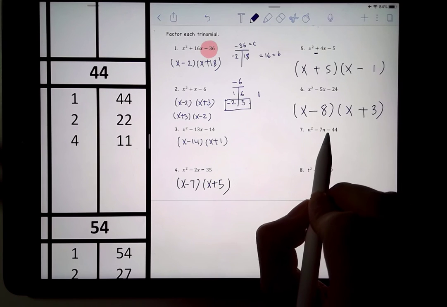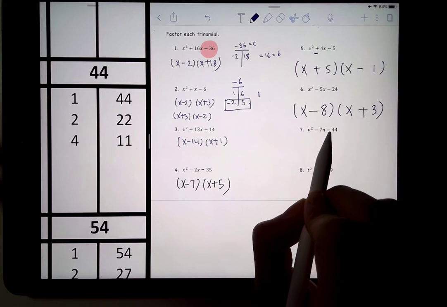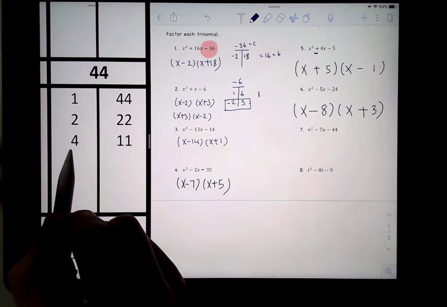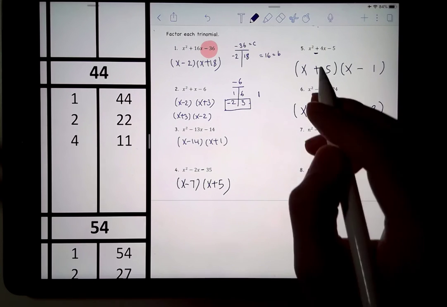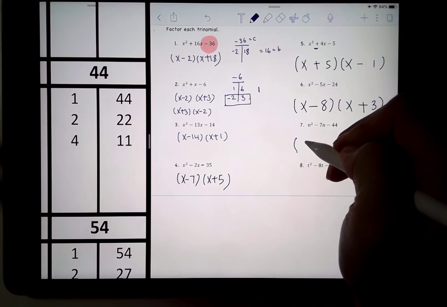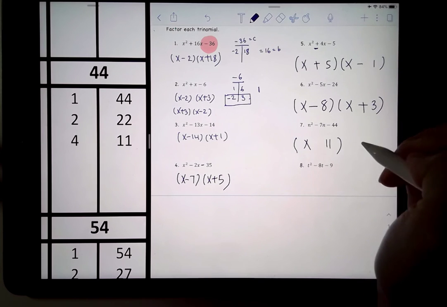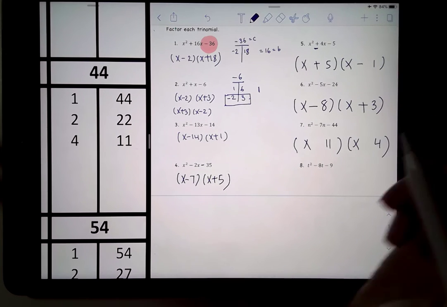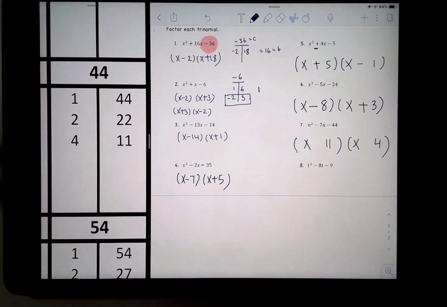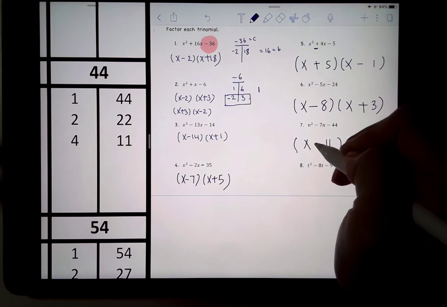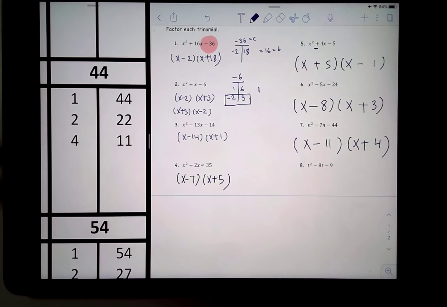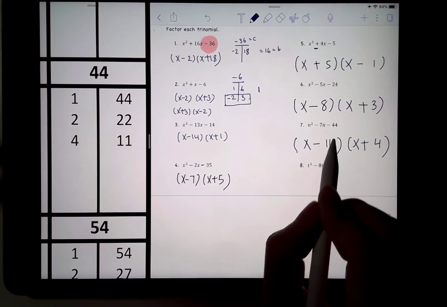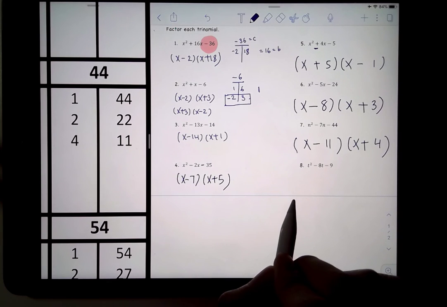44, right? And do you see this minus? So you need to think about the difference, and your difference is 7. So what? 4 and 11. That makes 7, right? And all you need to do is write the bigger number, x, and 4, and put the same sign on the bigger number. Alright? And you have to get different signs, because that's negative 44. When you multiply, you're supposed to get the negative number.